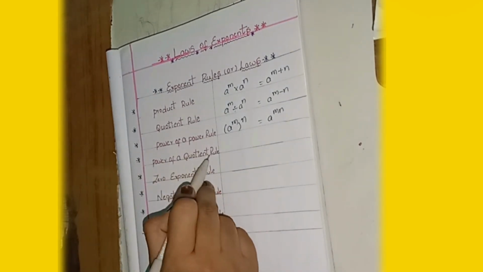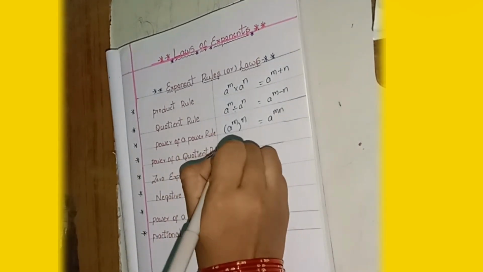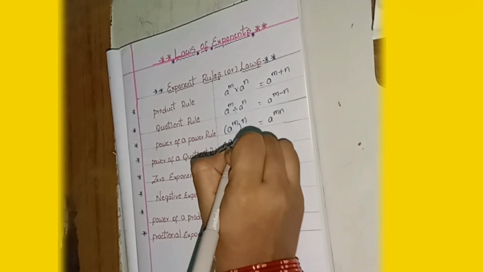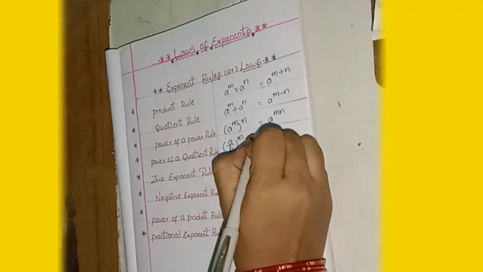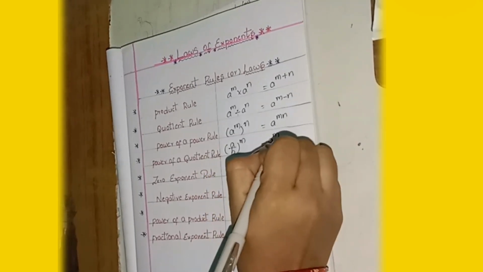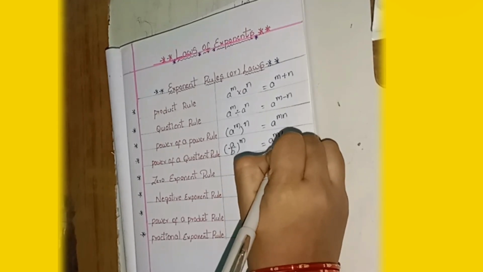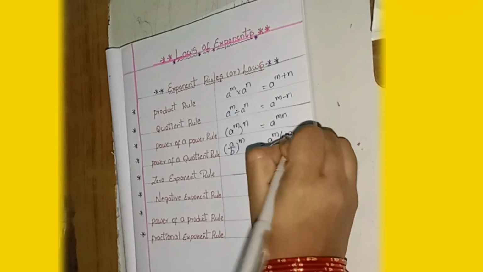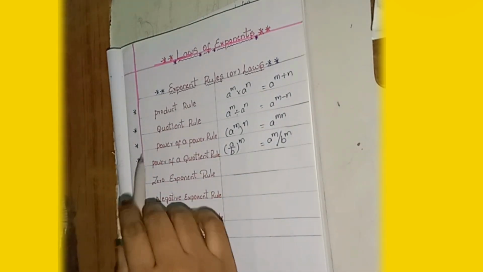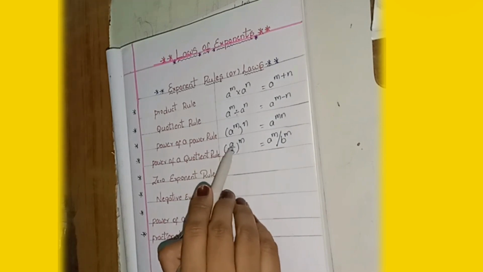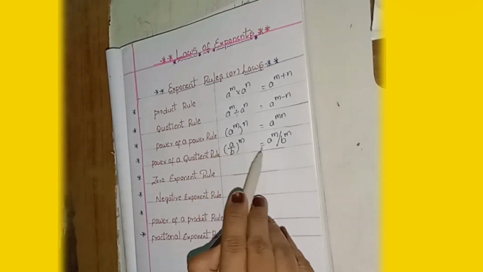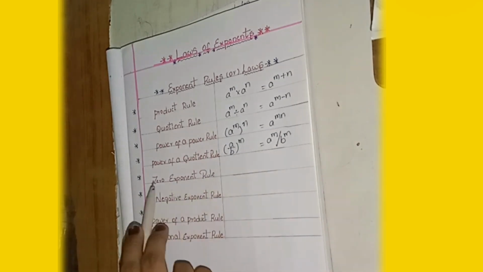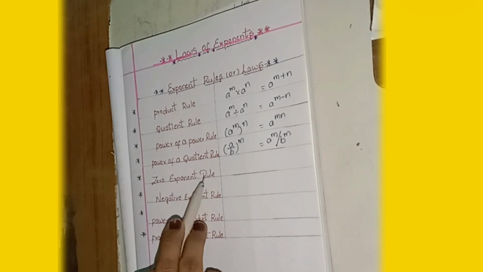Power of a quotient rule: a by b whole power m is equal to a power m divided by b power m. So power of a quotient rule, a by b whole power m is equal to a power m by b power m.